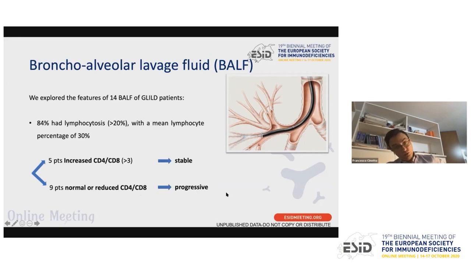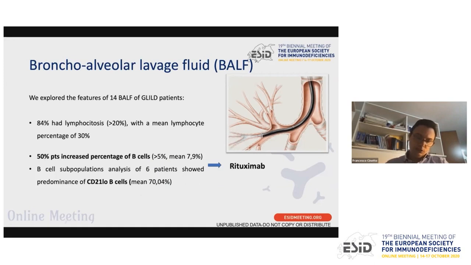progressive disease. Moreover, among these patients with a normal or reduced CD4 to CD8 ratio, we found that many of them, 50% of the 14 patients actually, presented an increase in the percentage of B cells in the BAL fluid. And when B cell subpopulation analysis was performed in the BAL fluid, which was possible in 6 patients, the B cells present in the BAL were predominantly CD21 low activated B cells. Among these patients, 5 or 6 received rituximab as a treatment of the GLILD.